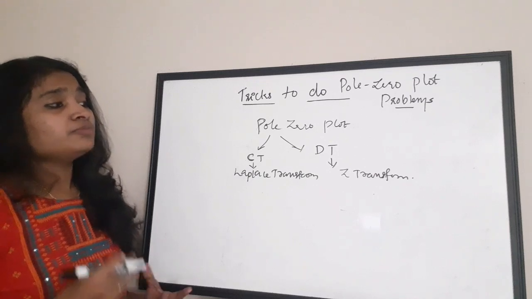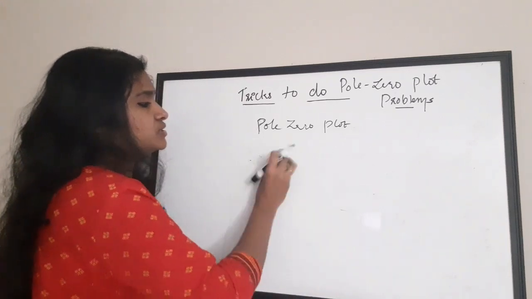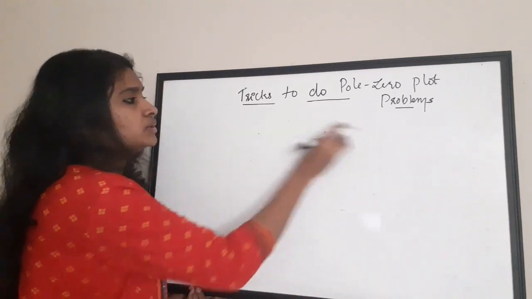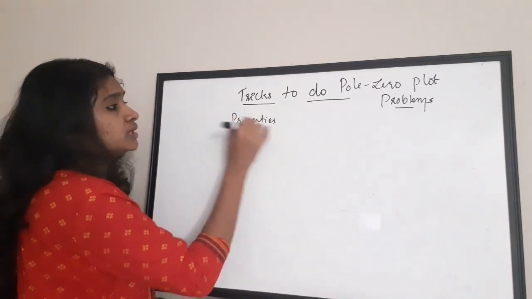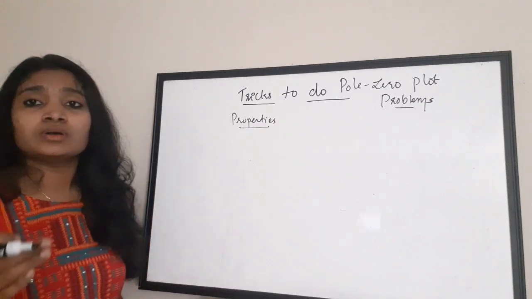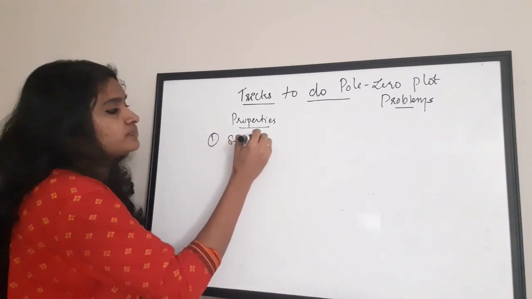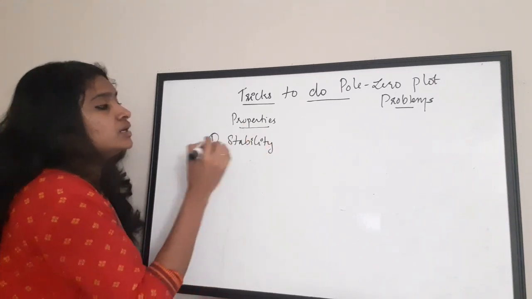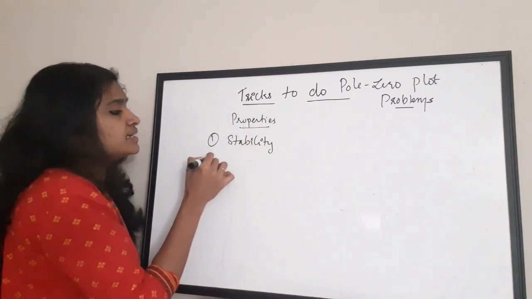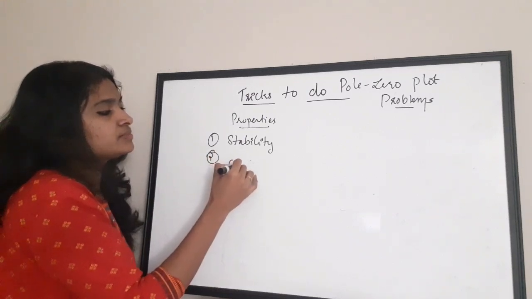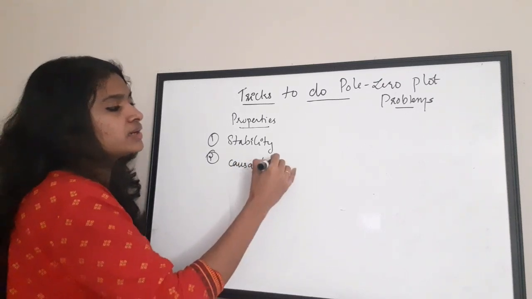Now, what are all the major properties you can identify from a pole zero plot? Let us talk about that. We are going to talk about the properties, that is, what are the properties which the pole zero plot helps us to find? The first one is stability of the system. We'll talk about all of these in brief. Stability of the system can be found from the pole zero plot. The second one is causal system or non-causal system. That is the causality property, causal or non-causal or acausal.